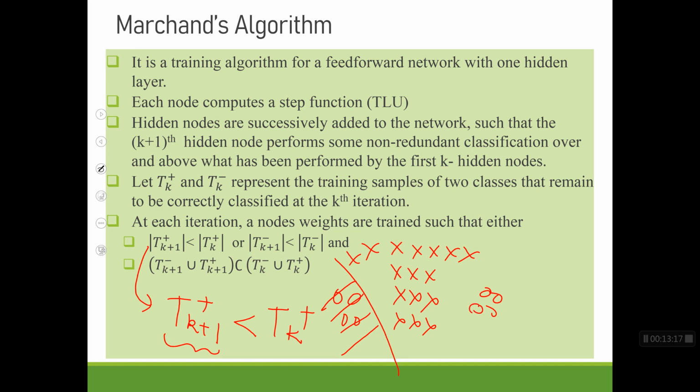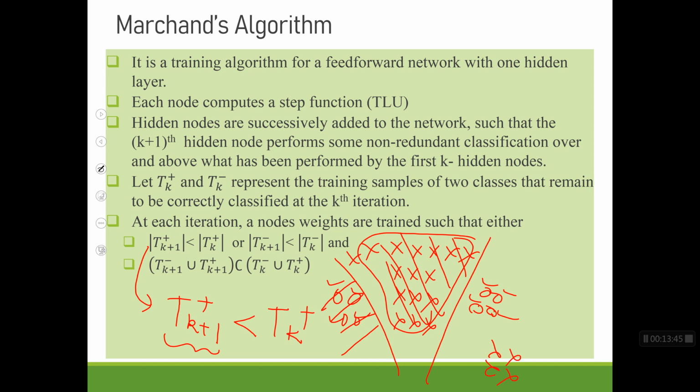So initially, if you saw, there were 1, 2, 3, 4, 5, 6, 7, 8 circles. But after step 1 you are left with only 4 circles. So at each step they will get reduced. At the second step, the crosses will get reduced. All these crosses are classified, so the crosses will get reduced. But the number of circles will remain the same.